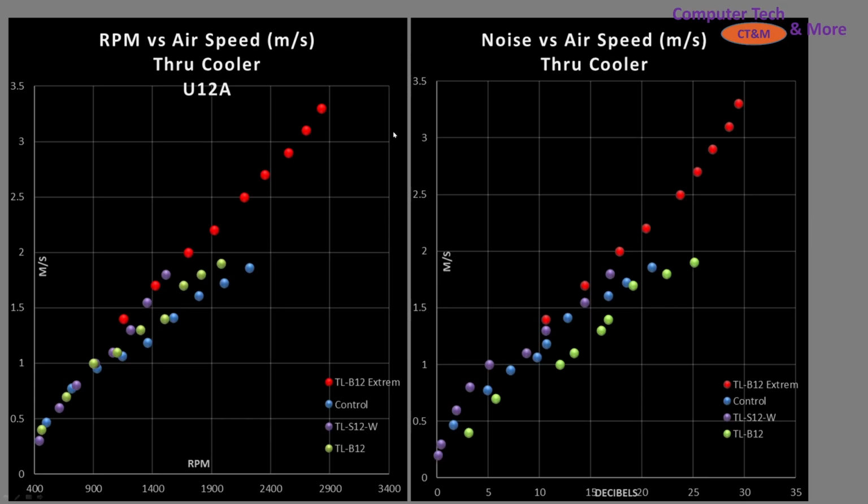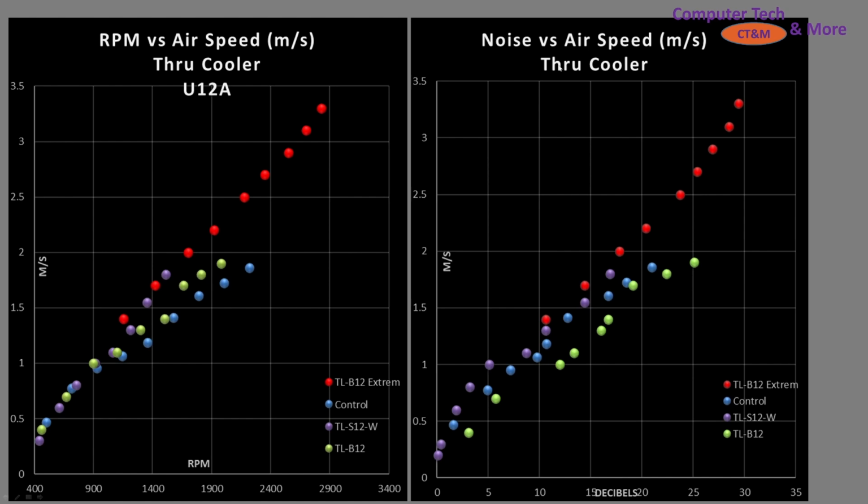Next up, we have performance through my CPU air cooler. My cooler is the Noctua U12A thicker heatsink. In the first graph, we have airspeed vertical and RPM horizontal. This is a blade efficiency graph because it shows how effective the design is at pushing air through this cooler. We see that the TL-B12 and the TL-B12 Extrem follow very similar lines, but the B12, for whatever reason, is underperforming ever so slightly. Actually, the S12 looks like a continuation. It's like if you had an amped up S12, it would be right in line with the B12 Extrem.